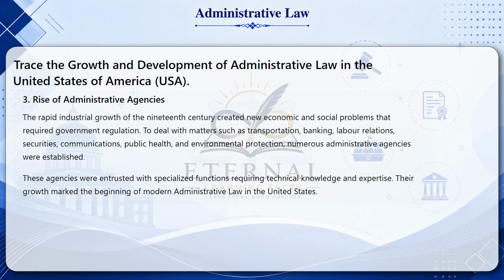Rise of administrative agencies. The rapid industrial growth of the 19th century created new economic and social problems that required government regulation to deal with matters such as transportation, banking, labor relations, securities, communications, public health, and environmental protection. Numerous administrative agencies were established. These agencies were entrusted with specialized functions requiring technical knowledge and expertise. Their growth marked the beginning of modern administrative law in the United States.